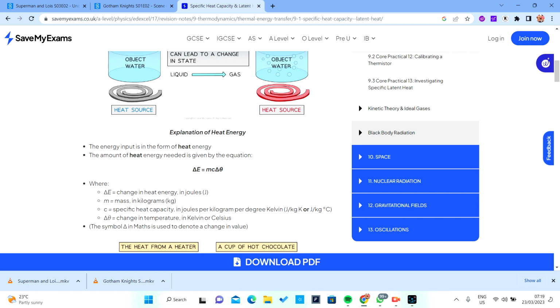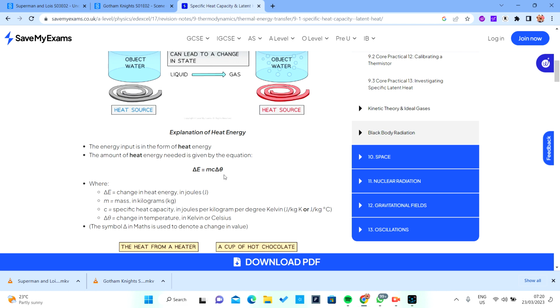Now, if you're trying to calculate the heat energy that you actually supply to a body, what you need is the mass of the object, or the mass of the body itself, and then you need the temperature difference, the rise in temperature as well, and then you need the specific heat capacity of the body.